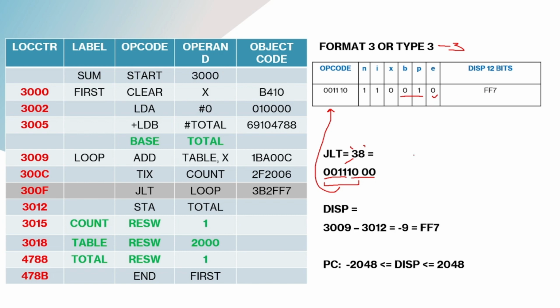Now displacement we'll calculate. It says JLT. So this is your current location counter value. And then loop. So where is the label loop? Label loop is right here, and the value right here is 3009. So we need to calculate this displacement. And for sure, it will be negative because it's going up. So 3009, that's the destination, minus 3012, your current value. It gives minus 9.